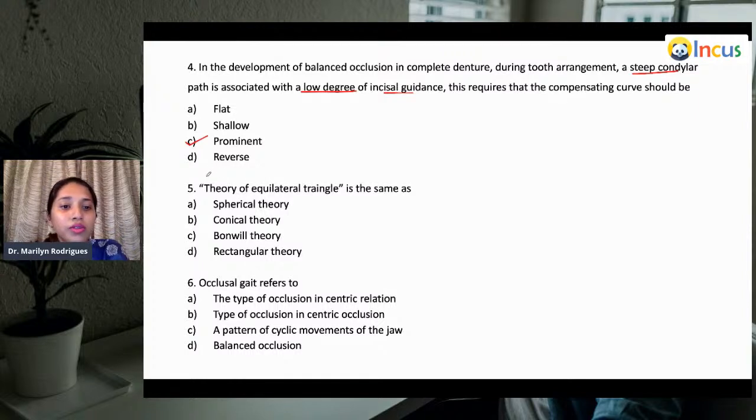Question number 5, theory of equilateral triangle is the same as, the answer to this is C, that is Bonwill's theory. Question number 5, the answer is C, Bonwill's theory. Occlusal gait refers to: A, the type of occlusion in centric relation, B, the type of occlusion in centric occlusion, C, a pattern of cyclic movements of the jaw, or D, balanced occlusion. The answer to question number 6 is C, a pattern of cyclic movements of the jaw. Occlusal gait refers to a pattern of cyclic movements of the jaw. Question number 6, C.